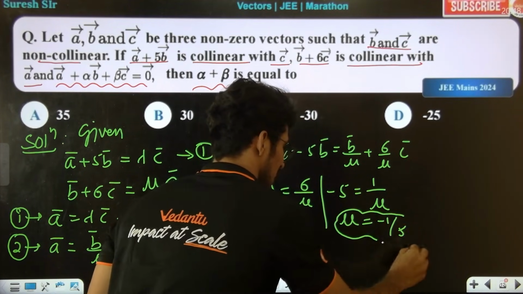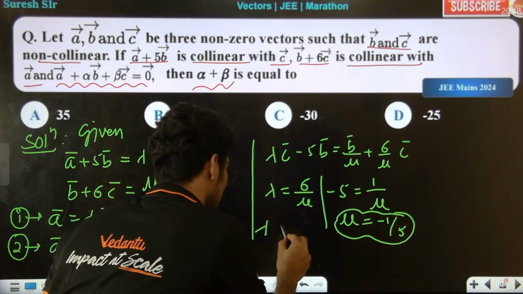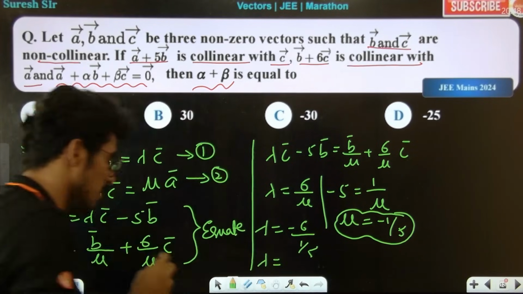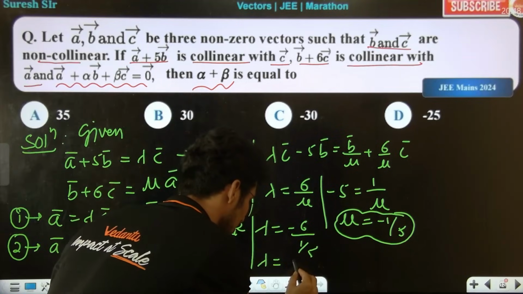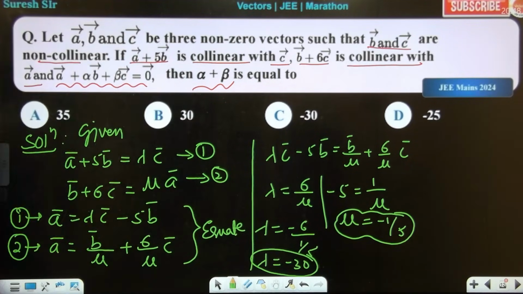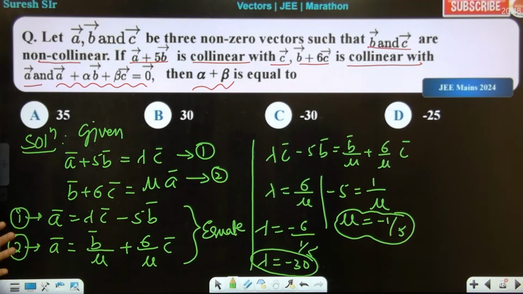Wonderful. Now if you got mu, let us substitute it here. What will we get? So lambda is equal to 6 by mu, which is minus 30. Not the mu value, sorry, the lambda value, which is minus 30. Do you agree with my point? Yes sir. Now the next step. Mu and lambda values have come. So can we find the A vector and B vector? Yes or no? Absolutely.